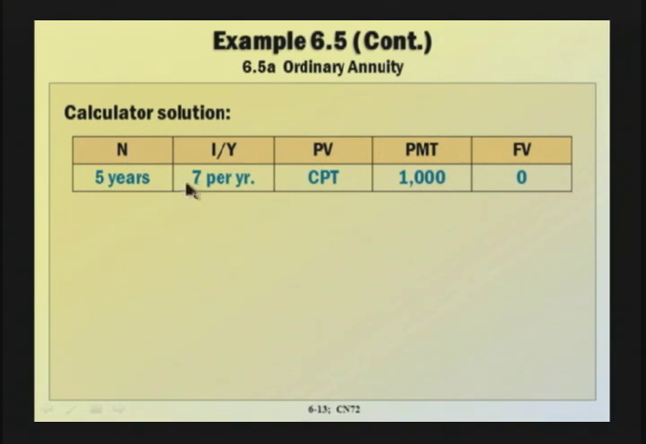5 years is 5N, 7% per year is 7IY, 1,000 is the payment we're entitled to receive, so 1,000 payment is the annual payment. So I compute the present value, and I get the present value of the ordinary annuity, which is $4,100.20. And the calculator will put a minus sign on that present value because we made the payment amount positive. If I want to receive $1,000 per year, I would have to invest, so there's a minus present value, I would have to invest $4,100.20 today to be able to get $1,000 at the end of each of the next 5 years.